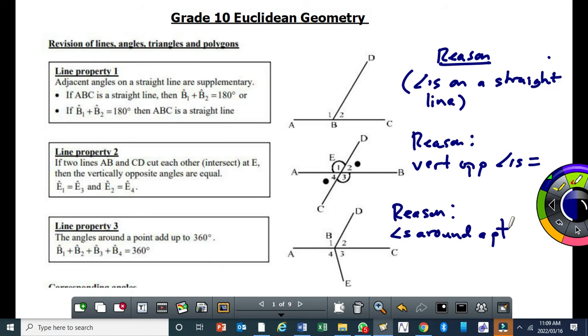So, just to do a short recap before I move on to the next page. I started with adjacent angles on a straight line, they add up to 180 degrees. Vertically opposite angles are equal. Angles around a point add up to 360 degrees. Okay, so make sure you are aware of this.